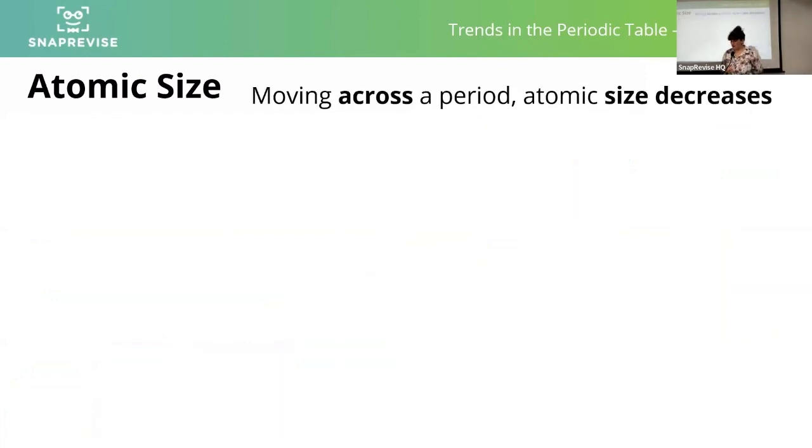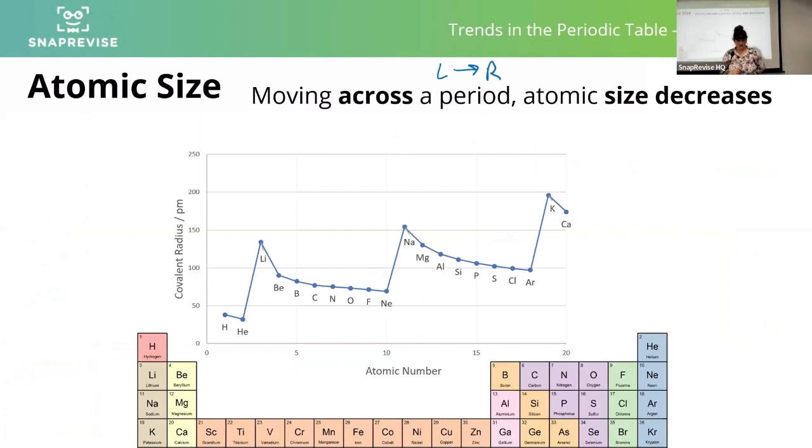Okay, what about going across a period? As we go across a period from left to right, atomic size decreases. Let's see what that looks like. So as you go across from left to right, there is a decrease. Decreasing size. Atomic size decreases.